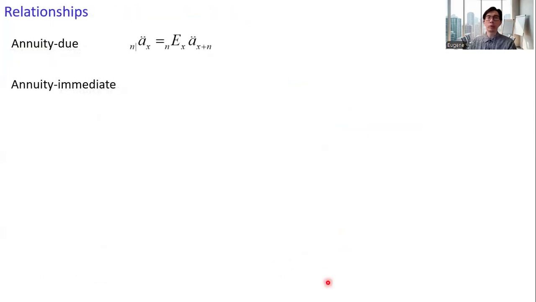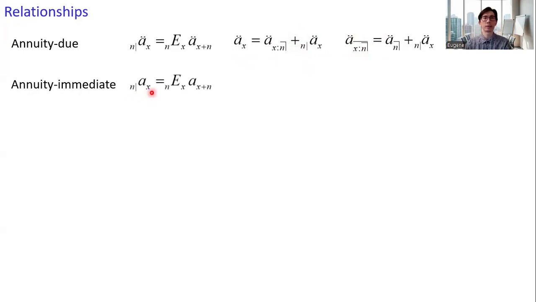Let's list out all the relationships and the expression for that. All right, for annuity due, we have this relationship. And then for the whole life annuity due and the N-year guarantee annuity due. For the annuity immediate, we simply change the A double dot to A. And we get the relationship for annuity immediate.